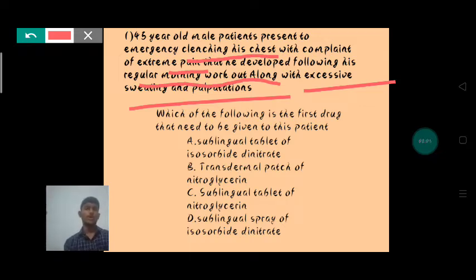Now what do they ask? Which of the following is the first drug that needs to be given to this patient? The options are a sublingual tablet of isosorbide dinitrate, a transdermal patch of nitroglycerin, a sublingual tablet of nitroglycerin, or a sublingual spray of isosorbide nitrate. Here this is an emergency condition, and through the sublingual route absorption is faster and the drug acts directly on the heart muscle. So we can't give the transdermal patch. This option is eliminated.